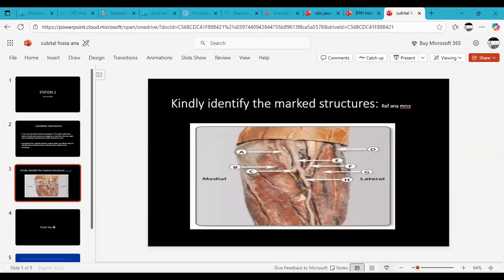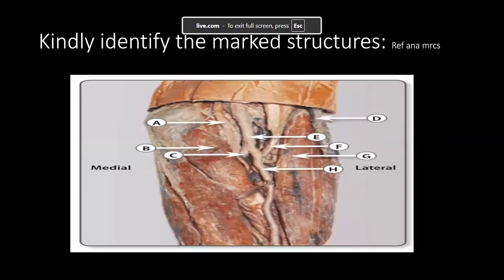Okay, moving back. Wait here. Please tell me what you are looking at and identify the structures. A, B, C, D, E, F, G, H, lateral and medial, please. This is the cubital fossa. Please tell me the boundaries first.